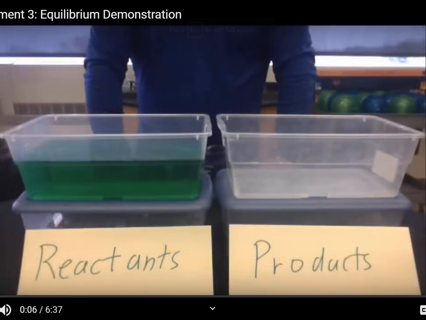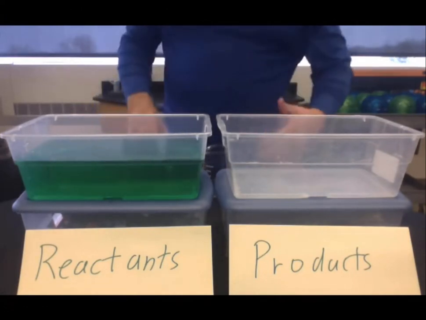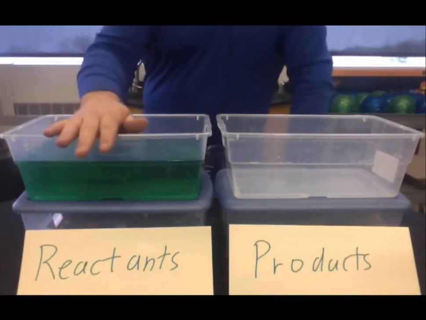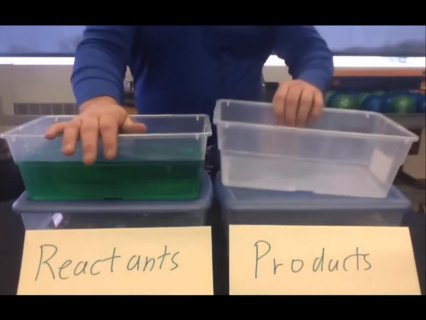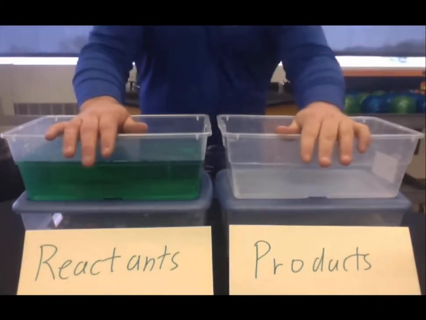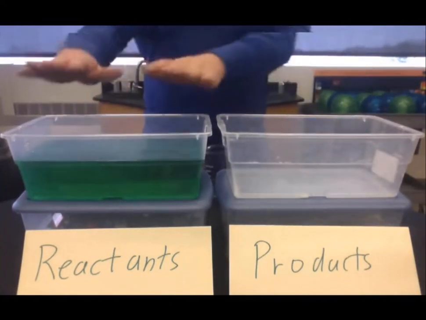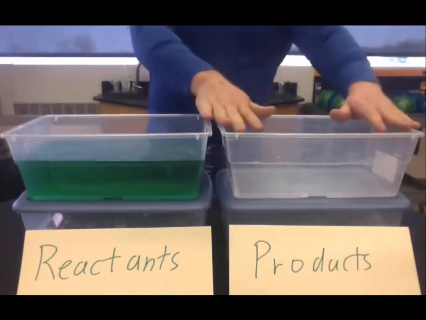Okay, this little demonstration kind of helps us with the idea of equilibrium and reversible reaction. So what we see here, to start off, we have colored water, green water here, that represents our reactant side of our process. And then, of course, we have our empty container over here that represents our product side of the process. So in any good reaction, when you start the process, everything's a reactant. So we have all the water over here, and nothing's a product.